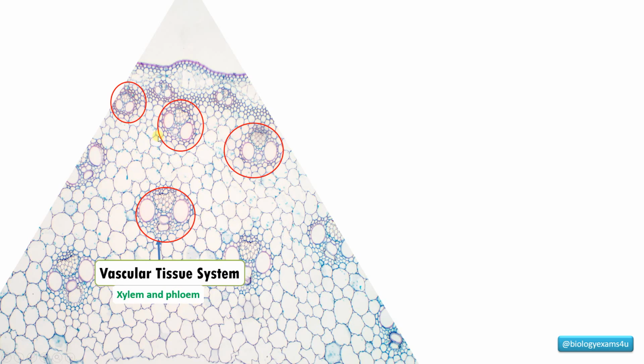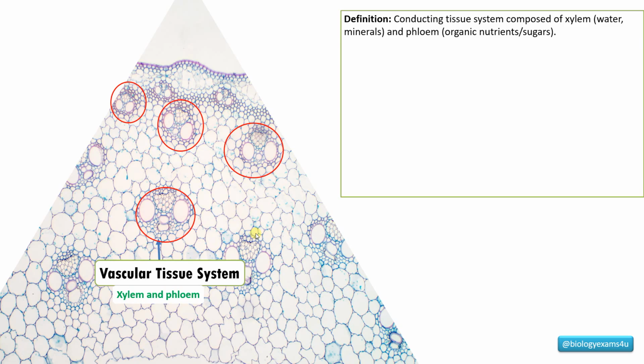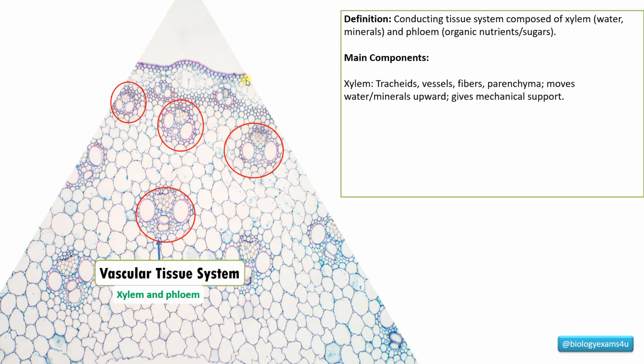So this is arranged as vascular bundles in monocot stem. As you see here, this is the xylem and this is the phloem. You can refer to our previous video for more. The vascular tissue system is conductive tissue that is composed of xylem for water transport, whereas phloem is for food transport or photosynthate transport. The major components are xylem that includes tracheids, vessels, fibers, parenchyma cells that help in moving water and minerals upward, and also provide mechanical support that is provided by xylem fibers.